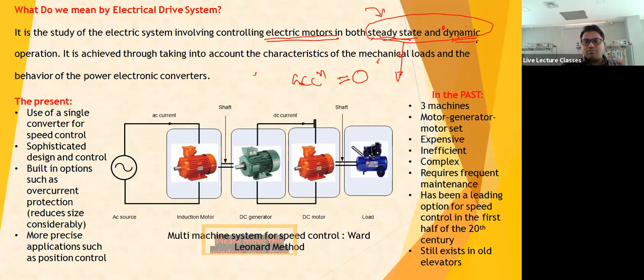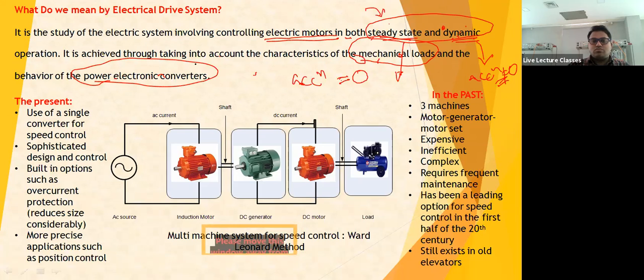And what is dynamic? Whenever there is a non-zero acceleration. That means when the vehicle is starting, when it is speeding up, or when it is decelerating, that means when it is braking. All those times we call it the dynamic conditions, right? So it is achieved through taking into account the characteristics of mechanical loads and the behavior of the power electronic converters. So two things are important here: mechanical loads and power electronic converters, right?